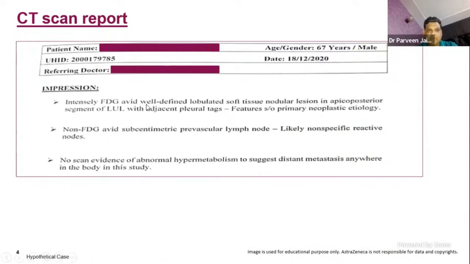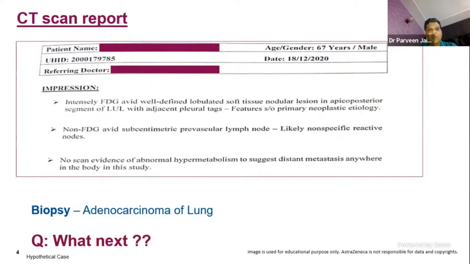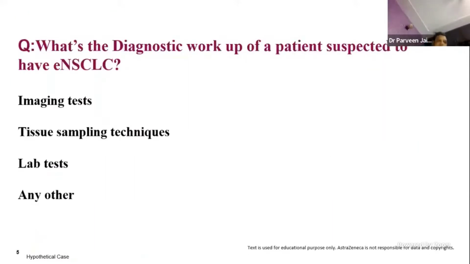Intensely FDG avid, well-defined lobulated soft tissue nodular lesion in the apico-posterior segment of the left upper lobe with adjacent pleural tag. Non-FDG avid subcentimetric prevascular lymph node, likely non-specific reactive nodes. We have come across these kind of reports where the lymph nodes are described as non-reactive, so we will discuss that. The biopsy from the primary lesion turns out to be adenocarcinoma of the lung. So now what next?